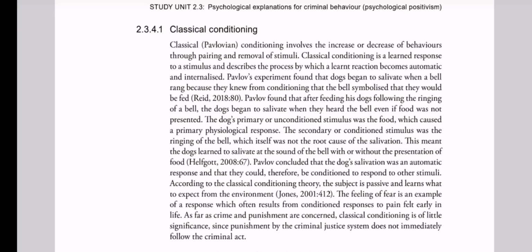The dog's primary or unconditioned stimulus was the food, which caused the primary physiological response. The secondary or conditioned stimulus was the ringing of the bell, which itself was not the root cause of salivation. This meant the dogs learned to salivate at the sound of the bell with or without presentation of food. Pavlov concluded that the dog's salivation was an automatic response and that they could therefore be conditioned to respond to other stimuli.